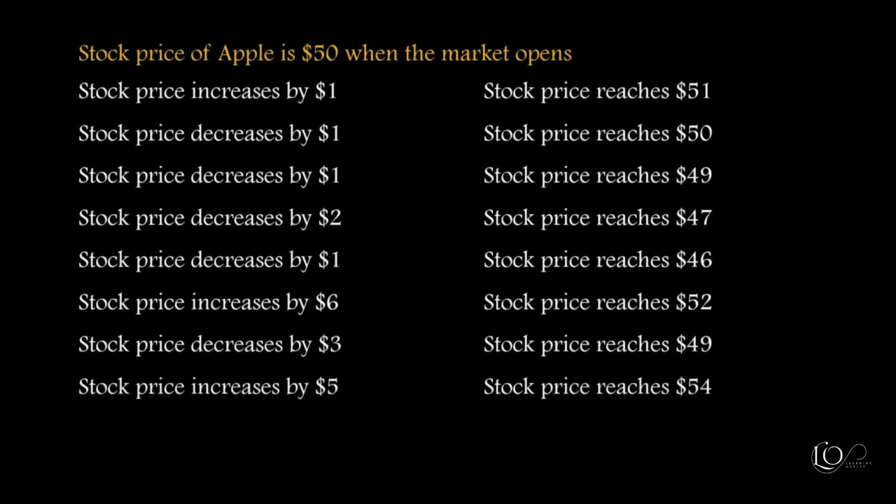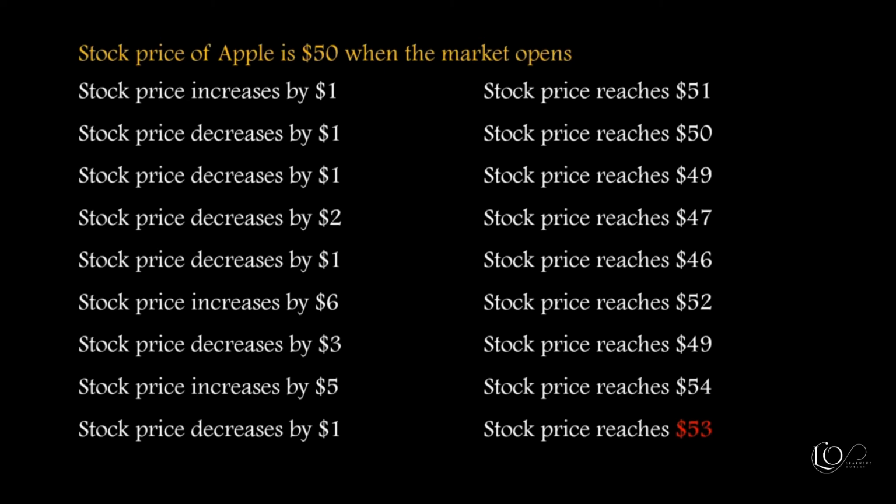We have an increase by $5, so the stock price reaches 54. And then there is a decrease by $1. The stock price reaches 53, and this is where the market ends up closing. So the opening price is 50, and then there is this huge volatility. It goes up, it goes down, but at the end of the day it closes at 53.